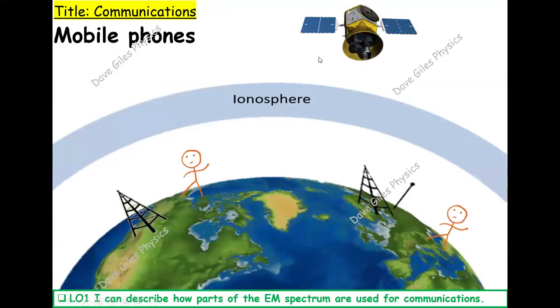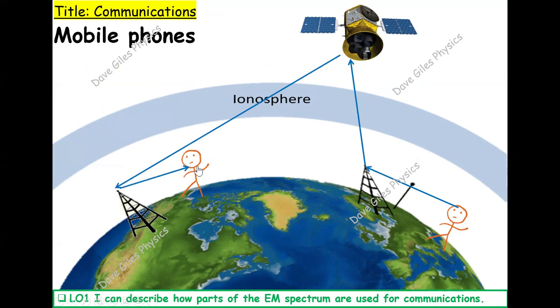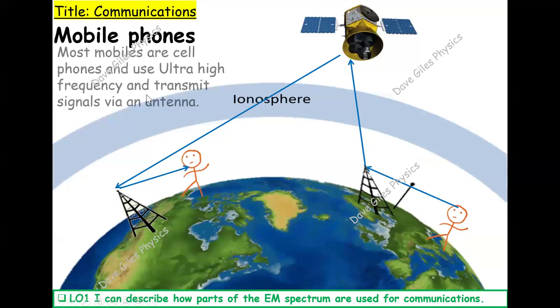Well, for this, we need a satellite in the sky. So I'm making a phone call, and I'm phoning Bob. The signal goes from me to this here, and then it sends the signal up to the satellite, which then sends it back to another station, and then to my friend Bob here. So most mobiles are cell phones and use ultra-high frequency and transmit signal via an antenna.